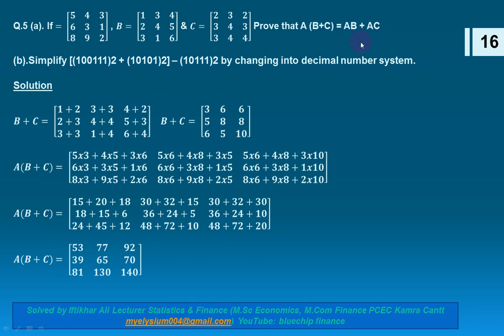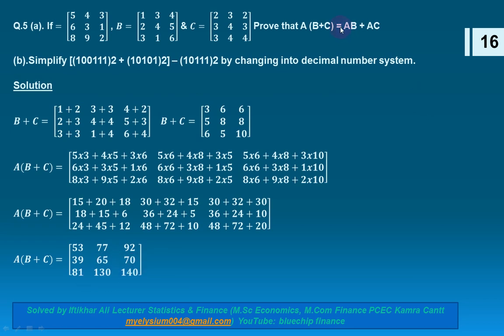First of all, we will have to find B plus C. We will add up these 2 matrices. Those are given here, 3 6 6 5 8 8 6 5 10, and after that we multiply A matrix with B plus C. So the A matrix is given here and B plus C is given here. We just simply multiply these 2 and the answer will be 53 7 7 9 2 3 9 6 5 70 81 130 and 140.